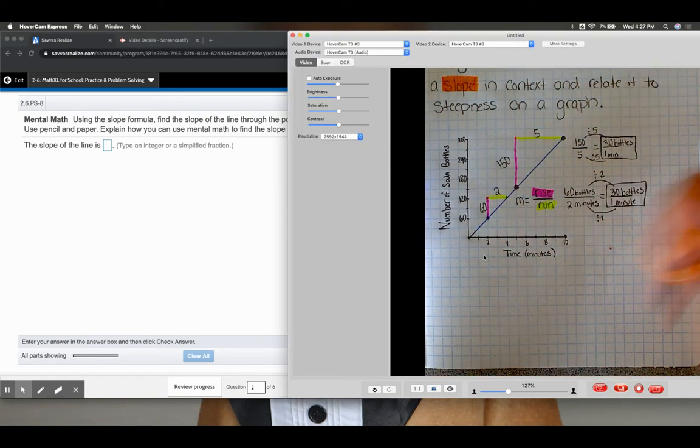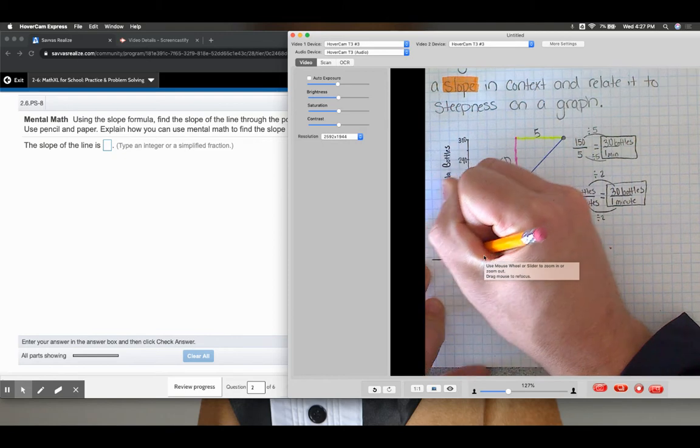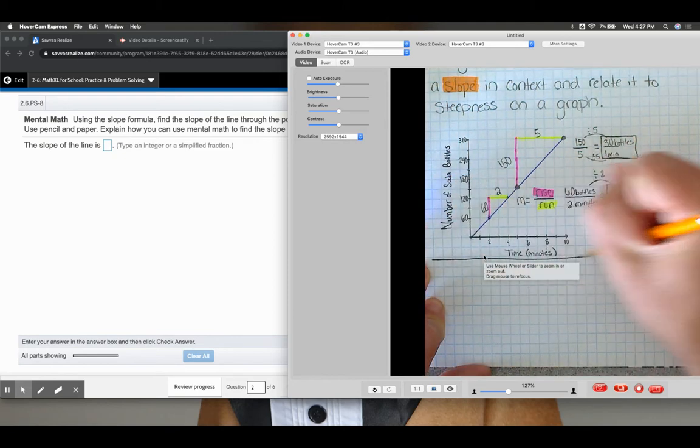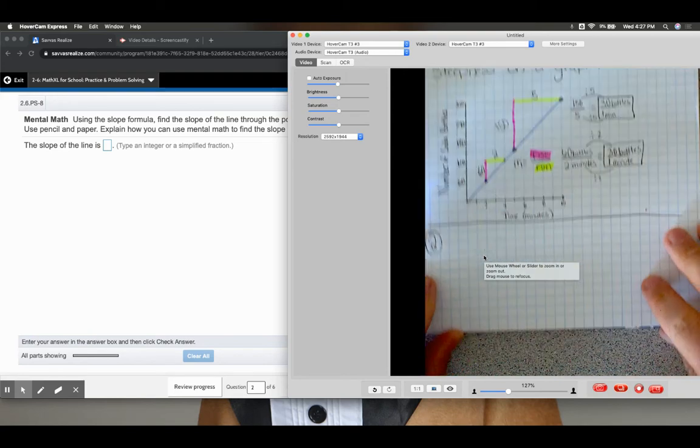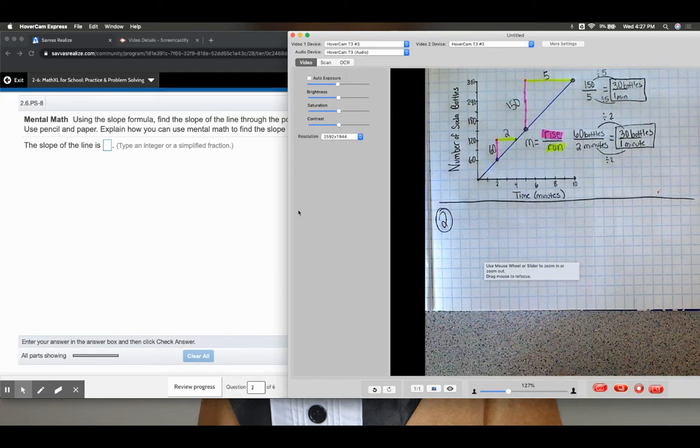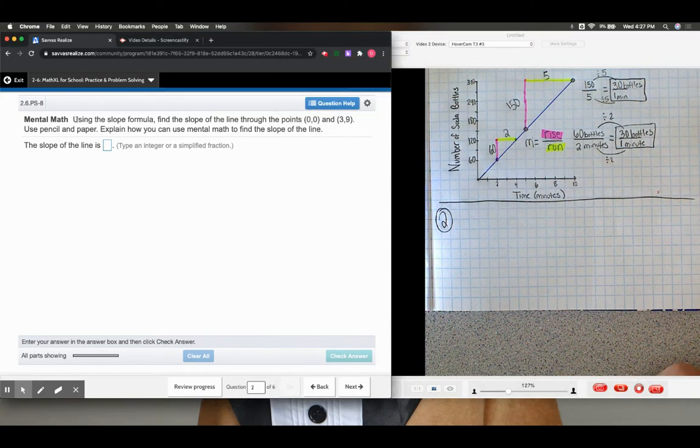We are going to draw a nice big line, and we're going to call this number 2. It says, number 2, using the slope formula. You don't know that yet. I'm going to teach you that right now. Find the slope of the line through the point 0, 0, and 3, 9 using a pencil and paper. Explain how you can use mental math to find the slope of the line.